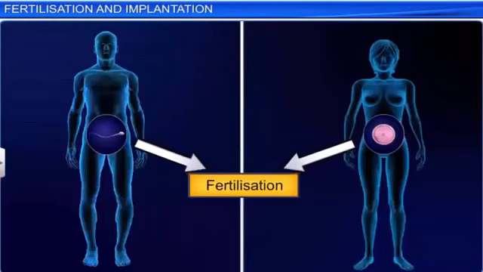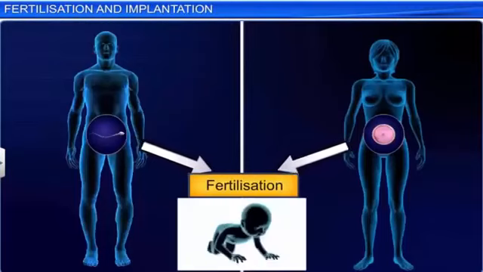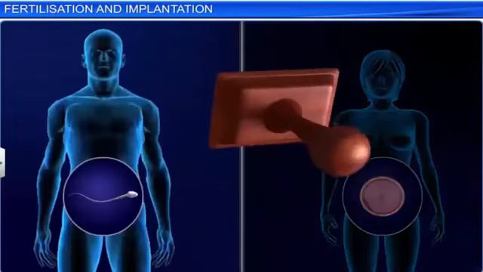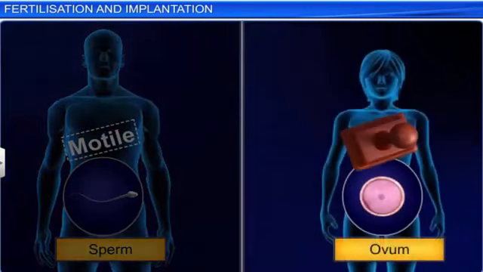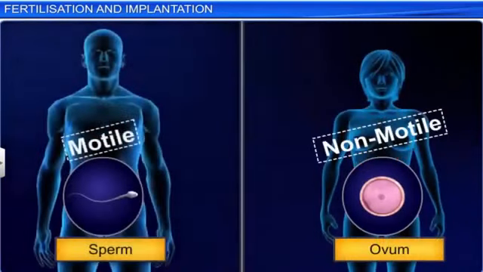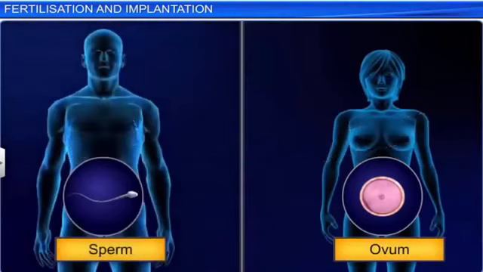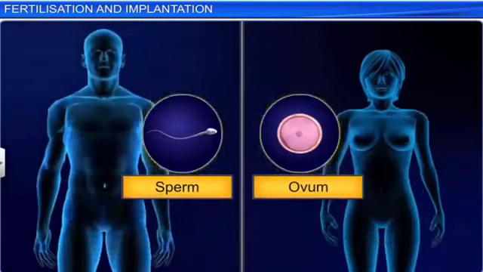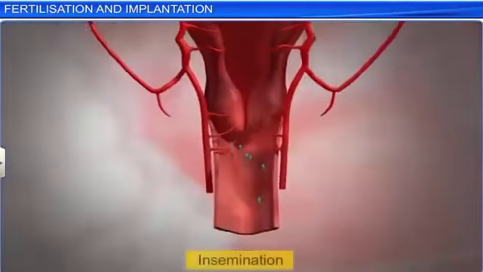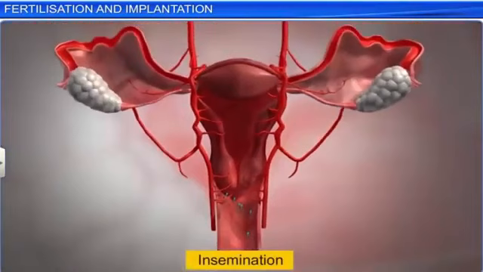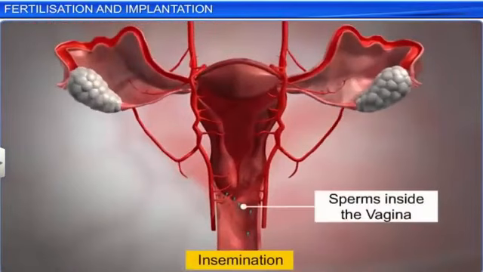Fertilization or fusion of gametes is the most vital event in the process of sexual reproduction, as it results in new life. In humans, while the male gamete or sperm is motile, the female gamete or ovum is non-motile. Therefore, for fertilization to occur, the 2 gametes must be brought together. This is achieved through insemination, where the penis releases semen filled with thousands of sperms into the vagina.